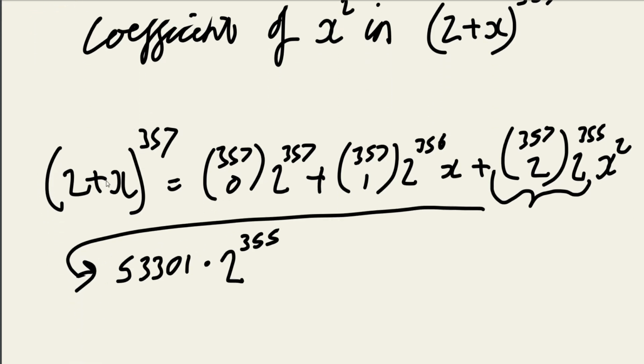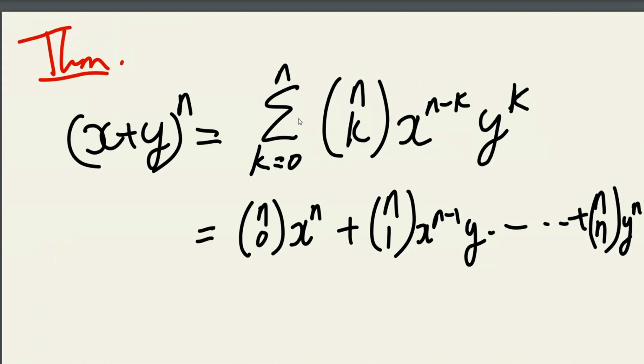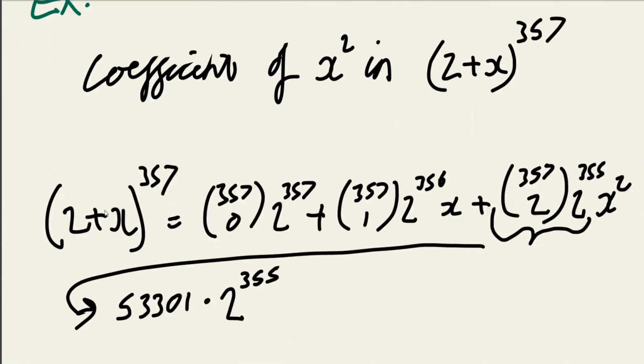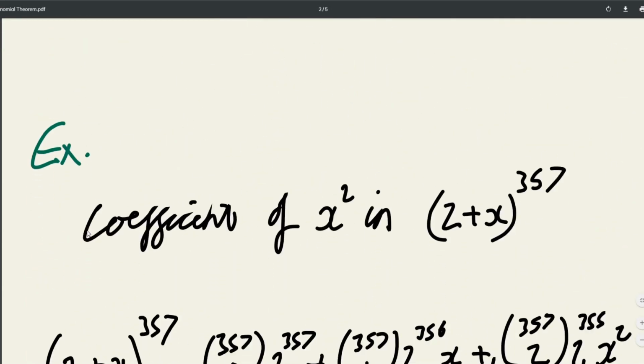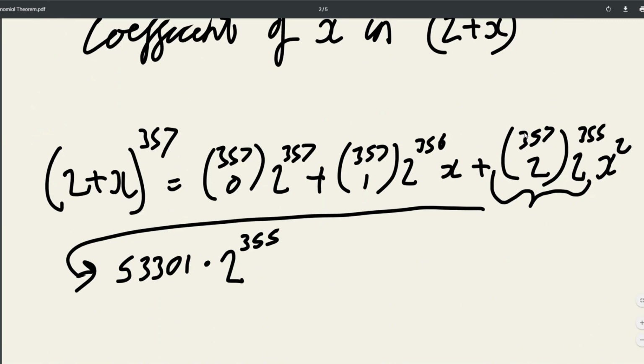So (2 + x)^357 is 357 choose 0, 2^357, plus 357 choose 1 times 2^356 times x, and so on and so forth. All we're doing is just substituting our x and y. So in our case, our x is actually 2, and our y is actually x. And all we're doing is substituting that in, and we notice that this is our x squared coefficient.